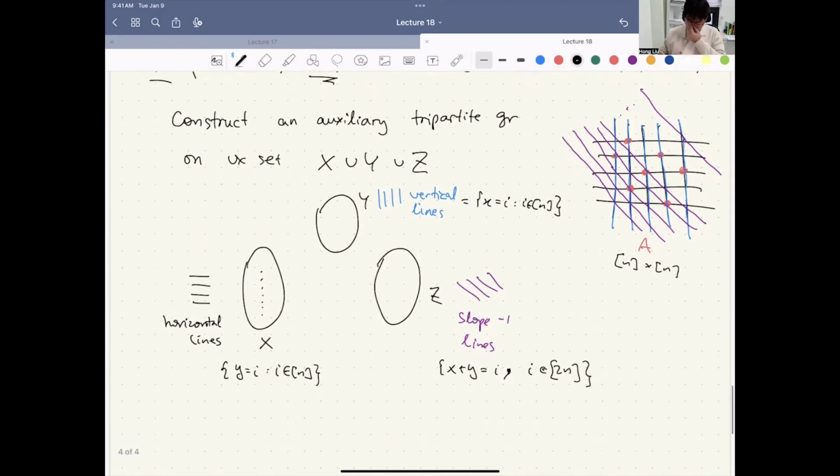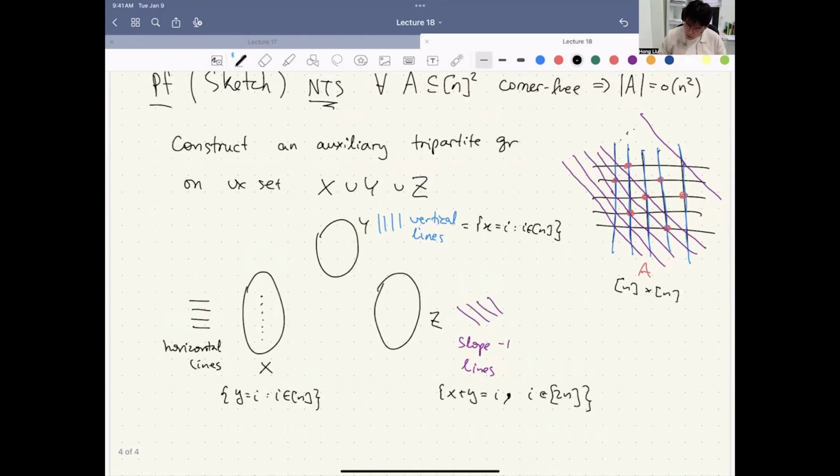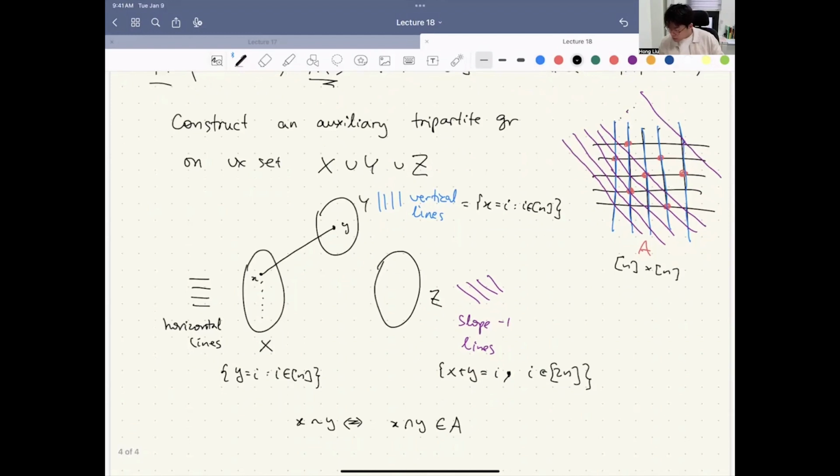Okay. How do we make adjacency? For two corresponding lines, you add an edge if their intersection point is a point in A. So X is adjacent to Y if and only if you look at their intersection point, it lies in A. For example, this is my X, and this is my Y, and here is the intersection point. Their intersection point lies in A, so you put an edge there.